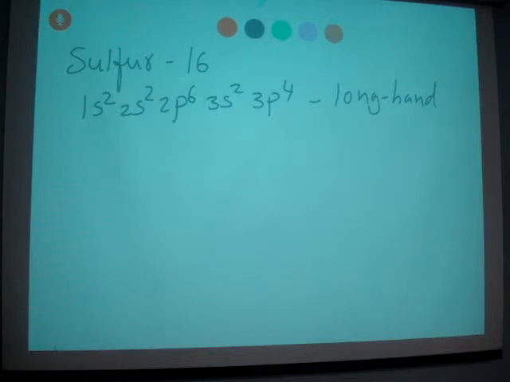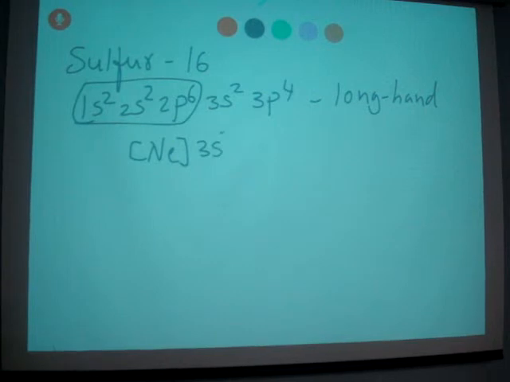And then when you write shorthand, this is the configuration for neon, so we can write into bracket neon, and then 3s2, 3p4, that's a shorthand.